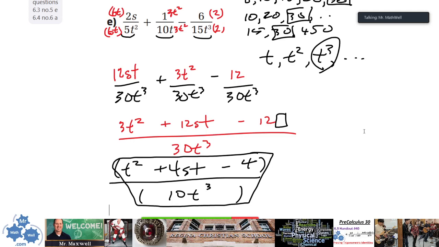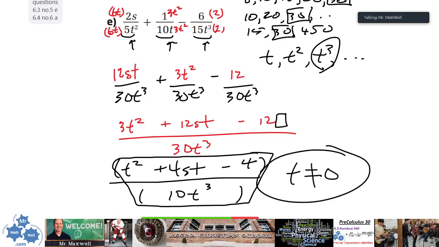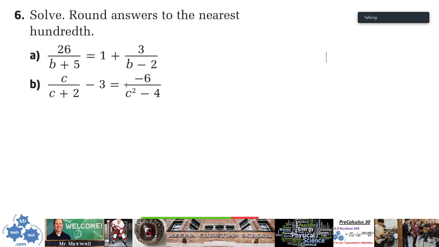So the final thing that we would want to do here is that the question asks to state the non-permissible values. So up here in the question, obviously t cannot equal 0, because that's the only thing that would make trouble in the denominators. That would make the denominators 0. So t cannot equal 0. That's part of your answer. Okay? So there's 5e.